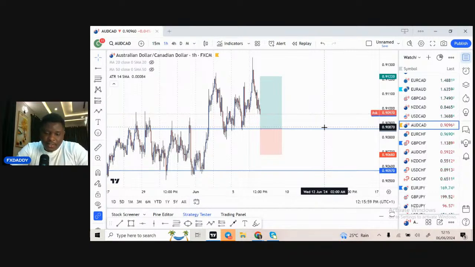AUDCAD buy limit. Entry is at 0.90860. SL is 0.90680, and TP2 is at 0.91220. Okay, good. So AUDCAD buy limit, I just pinned it on the chart.